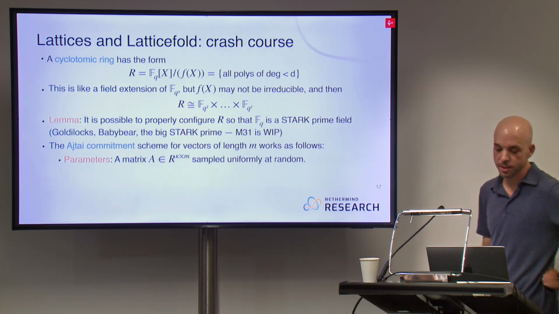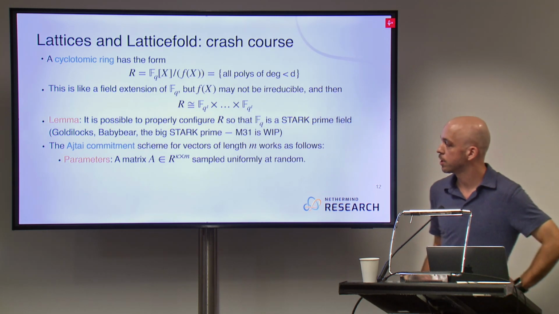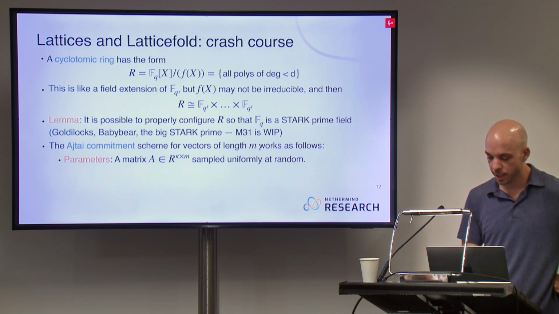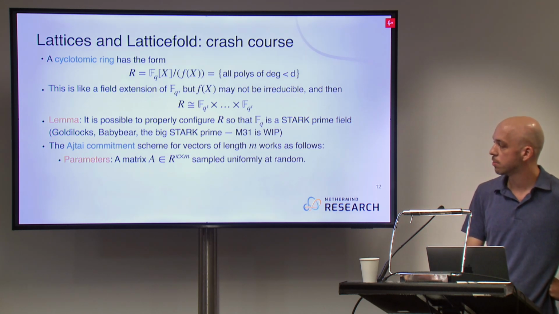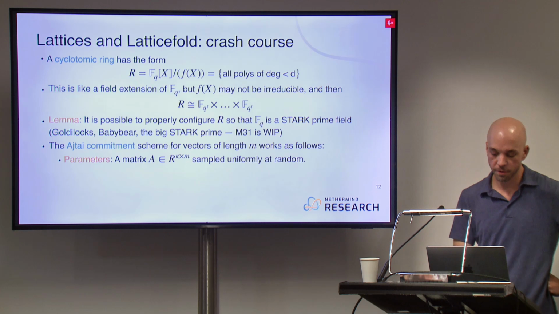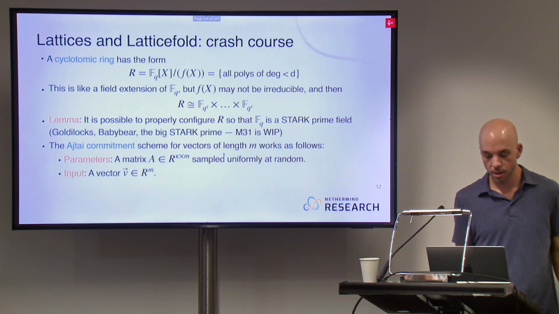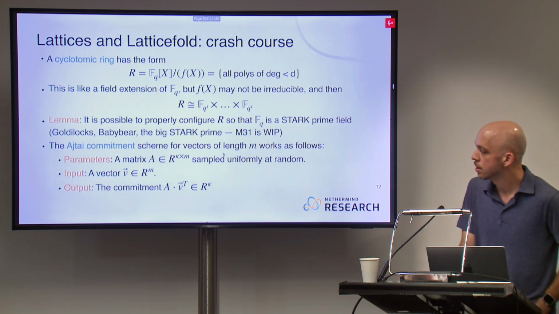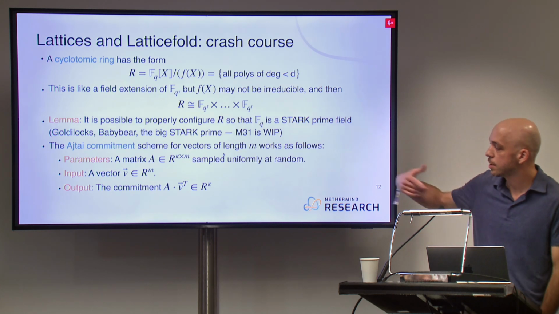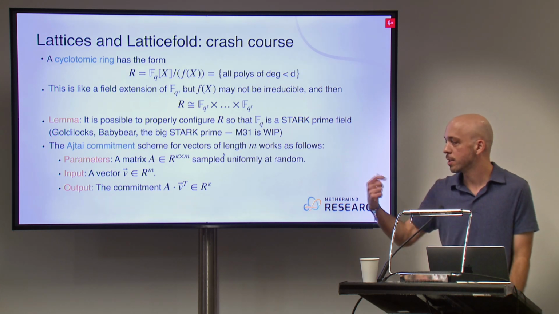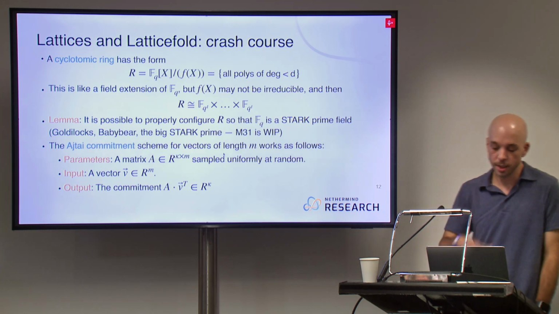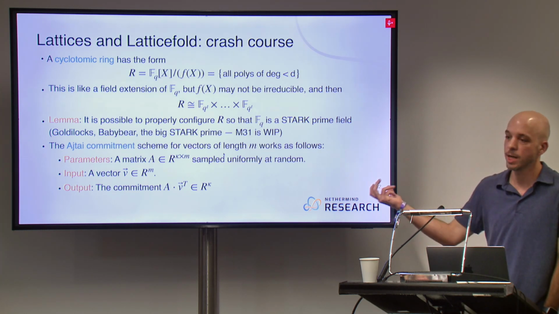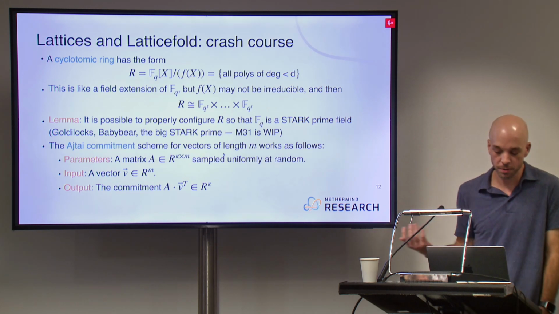So the parameters are just a matrix, which is sampled uniformly at random. Here we want to commit to vectors of length m, and kappa is just a parameter that we can choose. You can think of this kappa as being 5, for example. So it's like 5 times the length of the vectors. The input is the vector we want to commit to, so a vector of length m of ring elements. And the output is the commitment, which is the matrix multiplied by this vector. And so the result is a vector of kappa elements. So think of 5 elements.